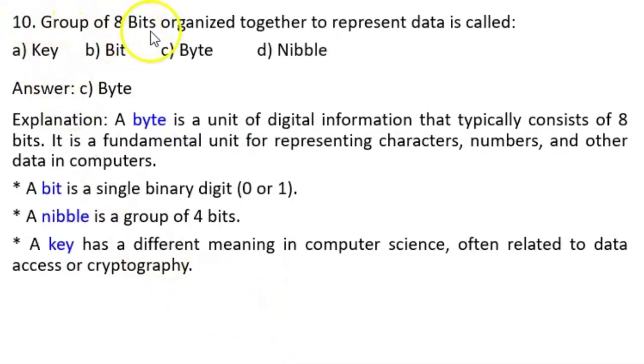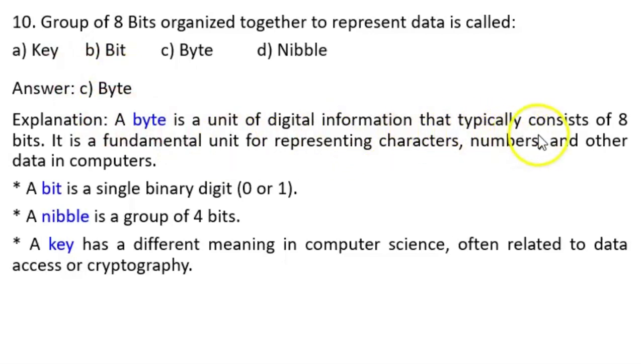Question number 10. A group of 8 bits organized together to represent data is called: A. key, B. bit, C. byte, D. nibble. The answer is C, byte. A group of 8 bits is 1 byte.